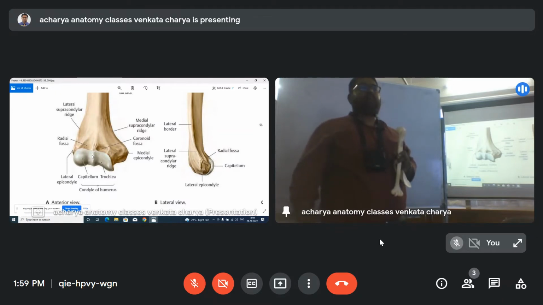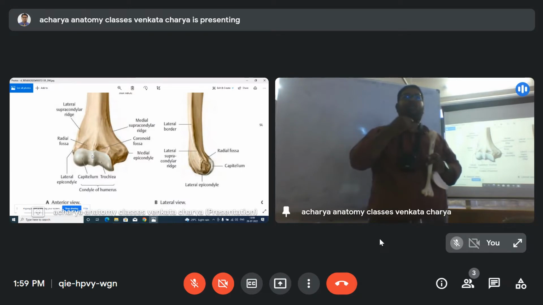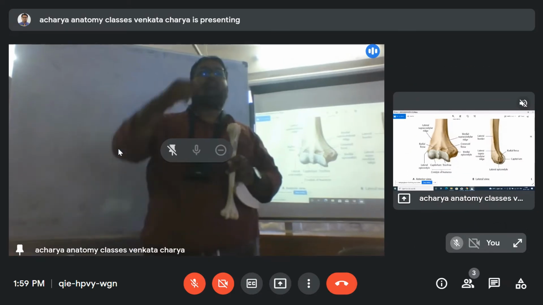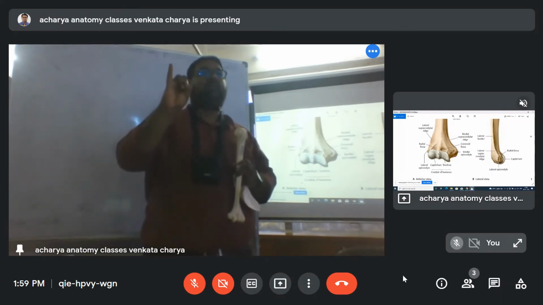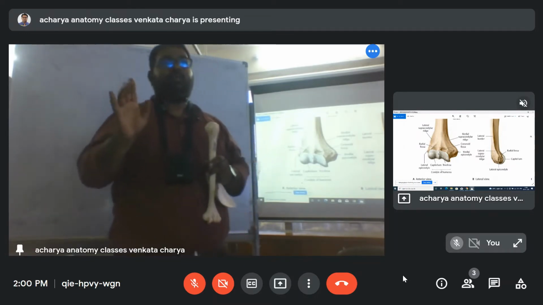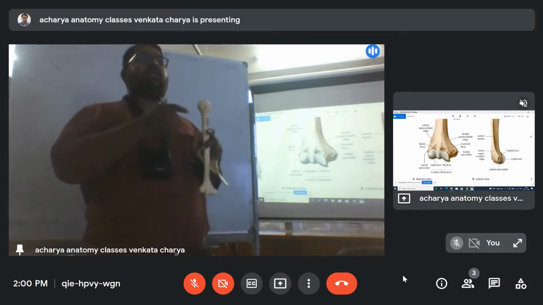This intertubercular sulcus is also called the intertubercular groove, otherwise the bicipital groove or bicipital sulcus. Bicipital sulcus, intertubercular sulcus, intertubercular groove, bicipital groove, all are the same. Okay, this intertubercular sulcus consists of three parts.